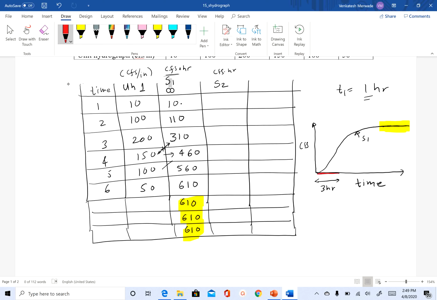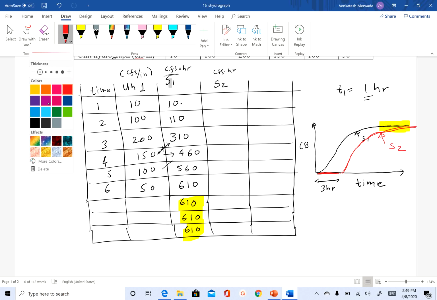So S2 is red. I will delay S1 by 3 hours, which means this is 0, and then I'll simply, so again this may not be perfect, this is how S2 is. What I have done here is I simply lagged S1 by 3 hours and got S2. So this is how it will look on the plot.